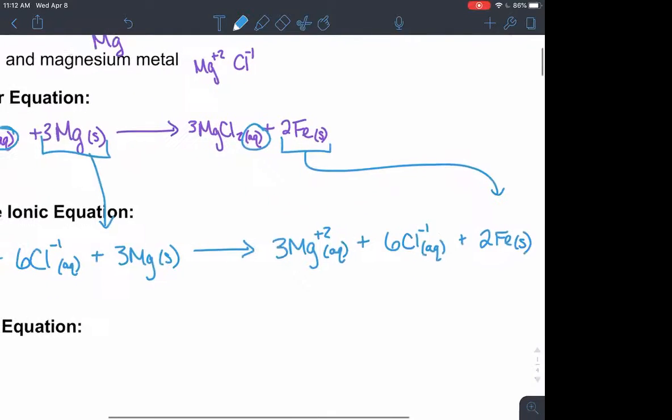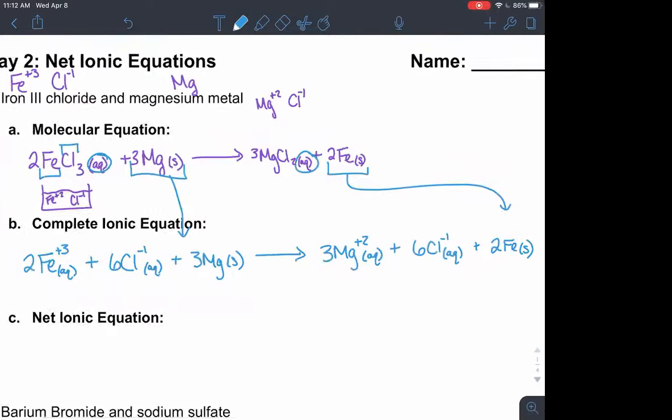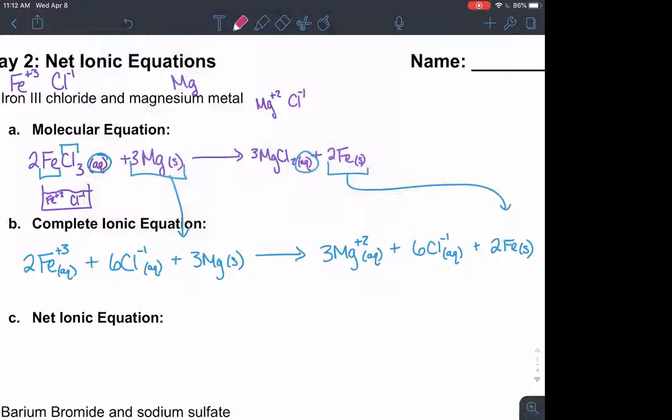So now we have our complete ionic equation. It gets a little bit longer because we broke everything apart, but we have one more step. Are you good with this step? Yeah. Awesome. So our last step, I'm just going to change colors again. All right, our last step is to go through our complete ionic equation and get rid of anything that's on both sides of our yield sign. So on the reactants and the product side.